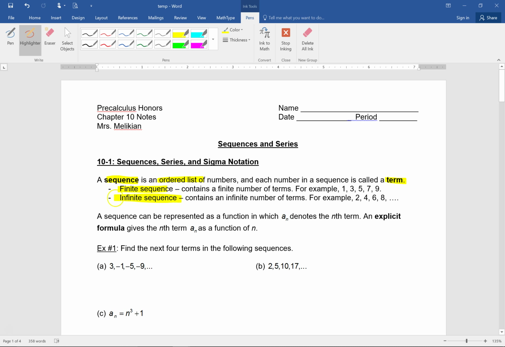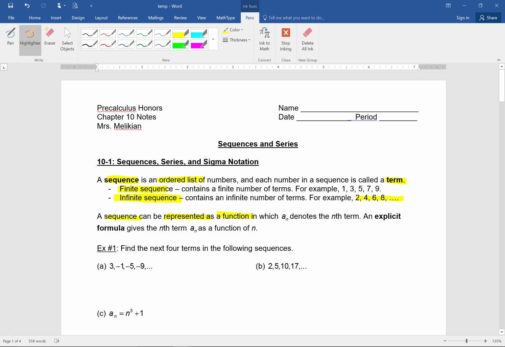Or you may have an infinite sequence, which is a list that never ends. It's a never-ending list. For example, 2, 4, 6, 8, and so on. That list of all the even numbers never ends. So that's an infinite sequence. A sequence may be able to be represented by a function, and you'll see examples of that in this lesson.